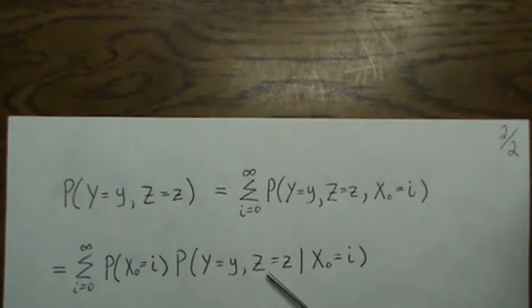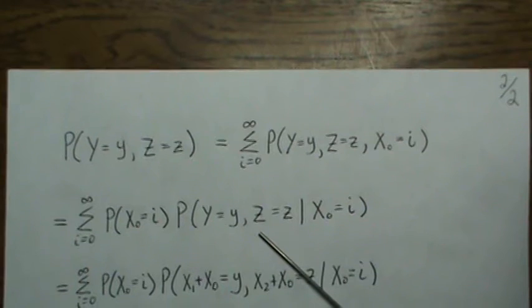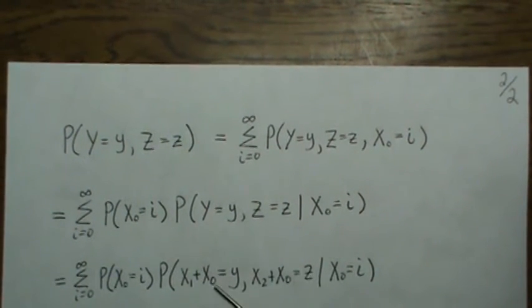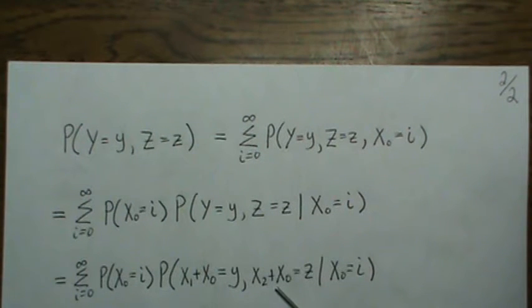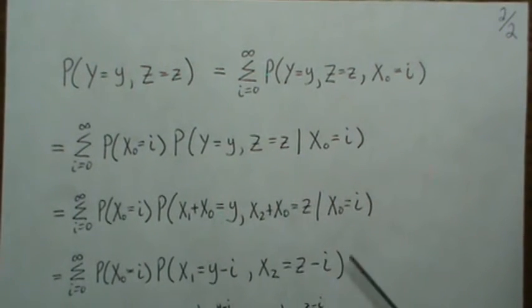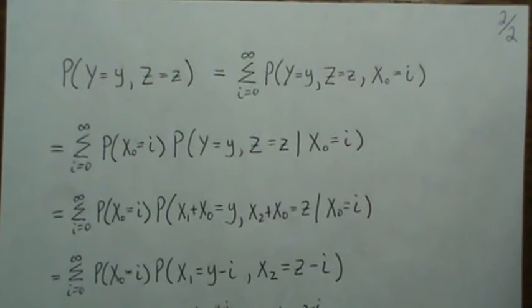Now, the next step, we're going to replace what we know about y and z. Y is x1 plus x0, and z is x2 plus x0. And when we know that x0 is i, we're conditioned on it, and we can stick in i here, and then it becomes a constant, so we can subtract it to the other side. And that's what we do in this step. And we can take away the condition because we've already factored it in.